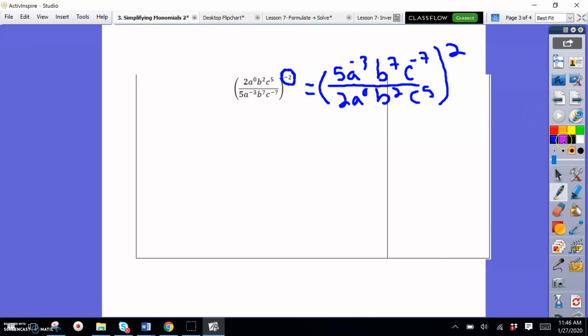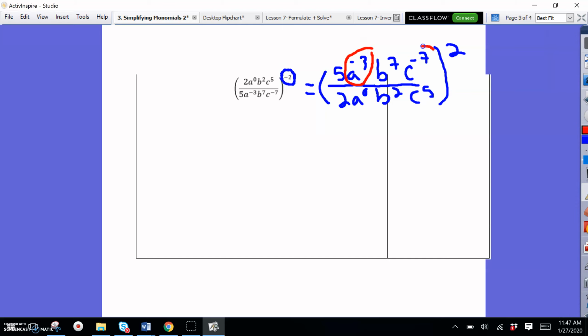And then you're probably thinking, okay, wait, I still have negative exponents. Well, now we're going to look at the inside of this and change that around. We have a negative exponent here, a negative exponent here, and a zero exponent here. I always like to start by rewriting everything again, so 5b to the 7th stays where it is, and 2b to the 2nd, c to the 5th stays where it is.